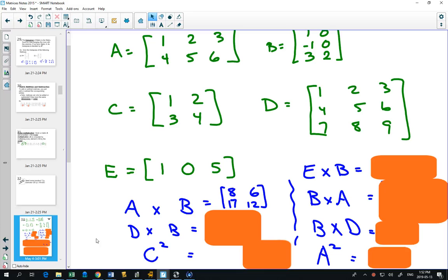Okay, obviously probably one example won't be enough to figure out this puzzle. You multiplied two matrices together, A and B, and you got 8, 6, 17, 12. So multiply a bunch more together, see the answers you get.